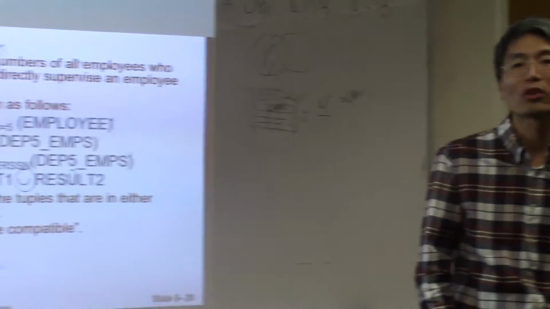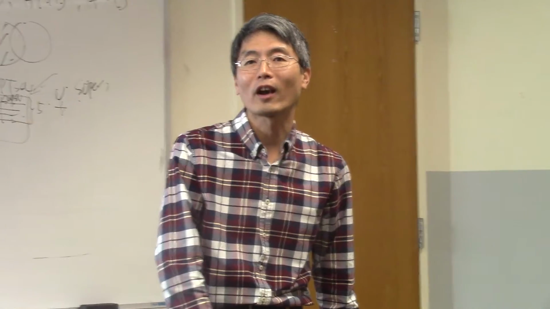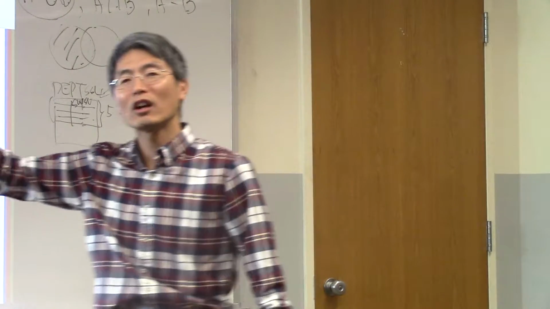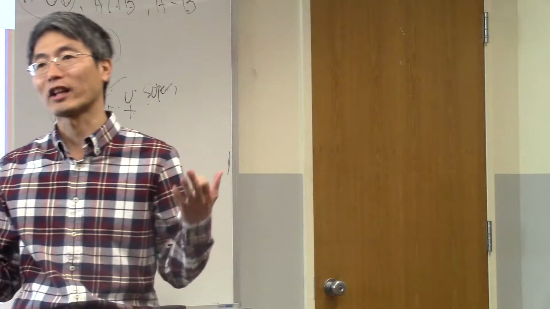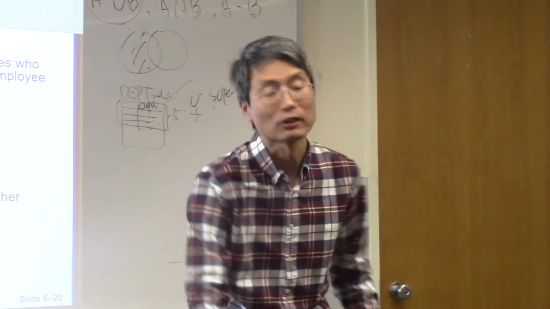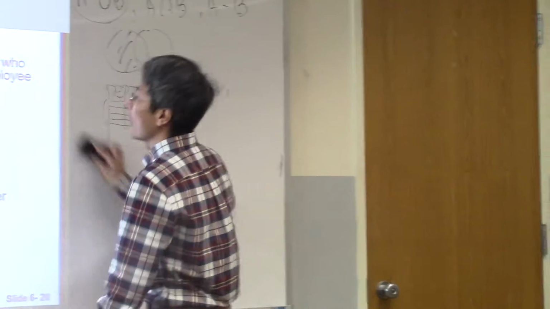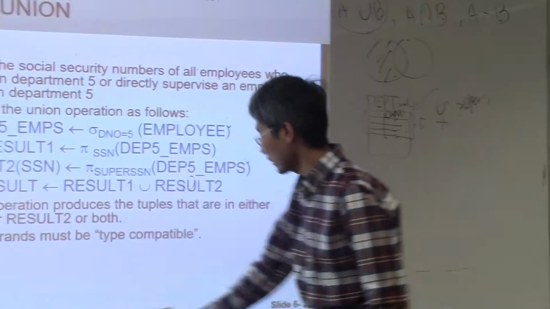Like traveling, if you take the flight the opposite way, going to India and Korea, then LA and Manhattan, nobody takes that way, right? So please write a reasonable relational algebra expression. Okay, that is union.